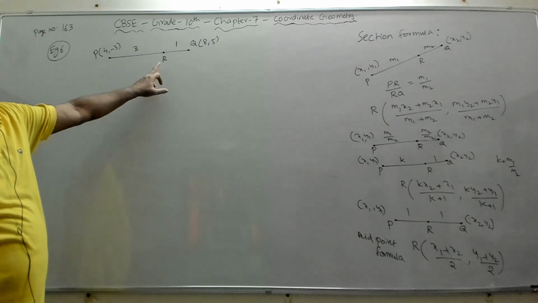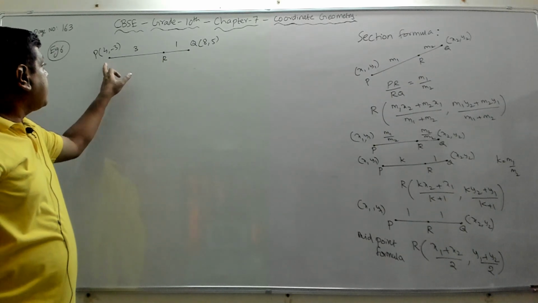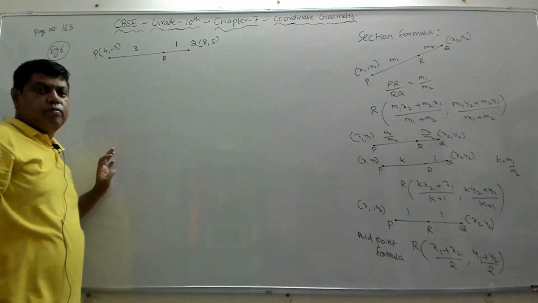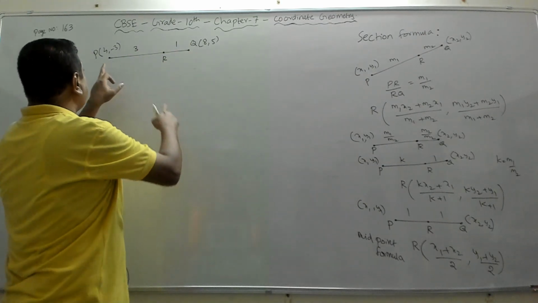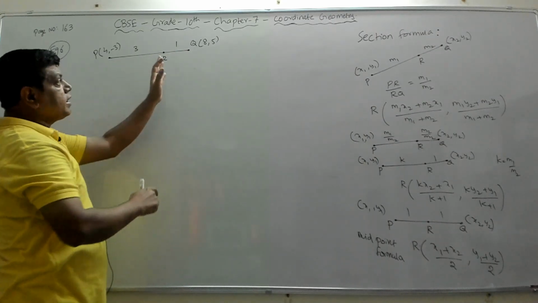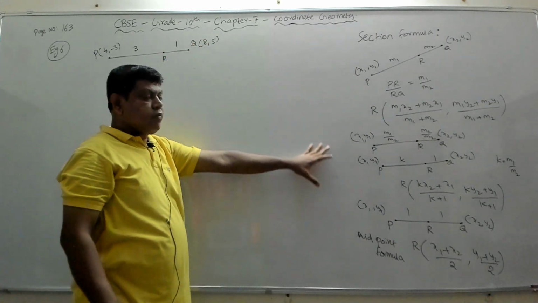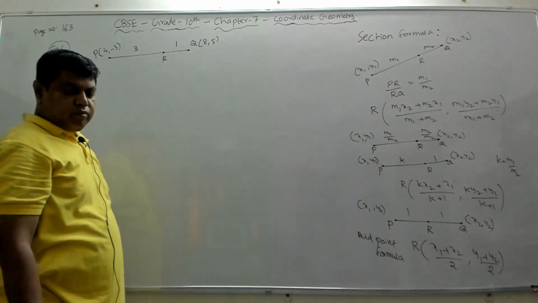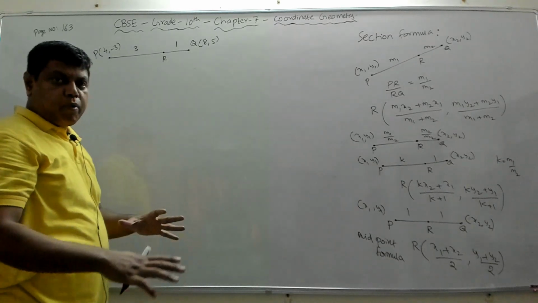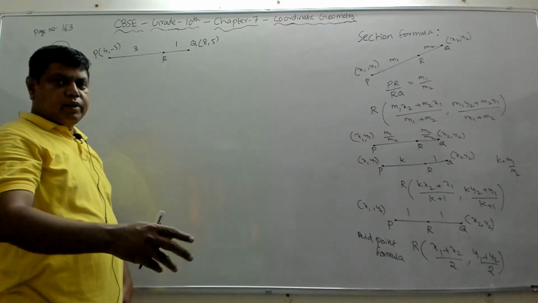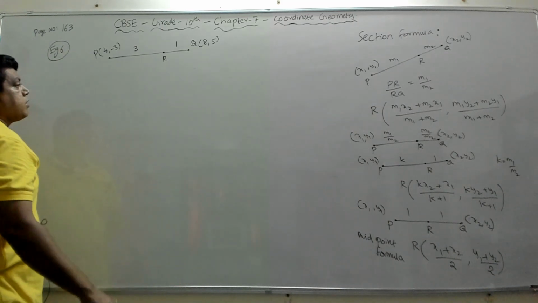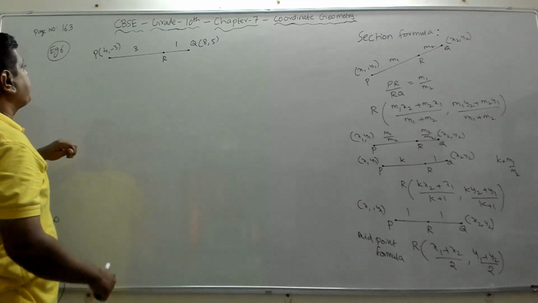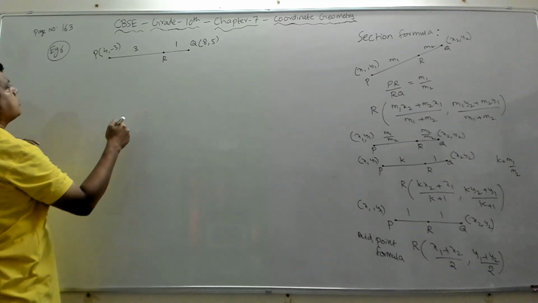So we have to find the coordinate of the point which divides the line segment joining these 2 points in the ratio 3:1 internally. Internally means that R is lying between P and Q. We also have an external case, where you have one more formula similar to this, which I will teach you towards the end of this video, though it is not part of your textbook. So now we need to find the coordinate of R.